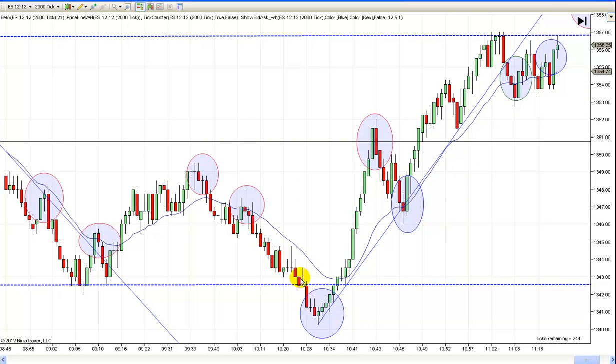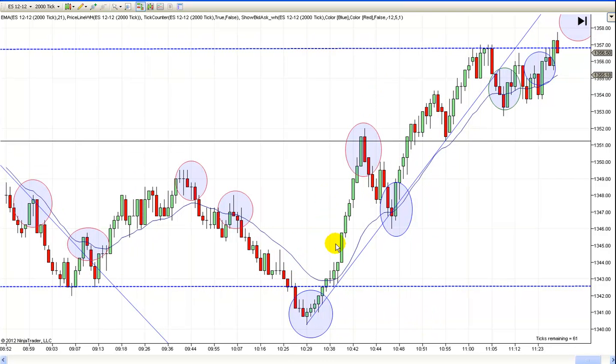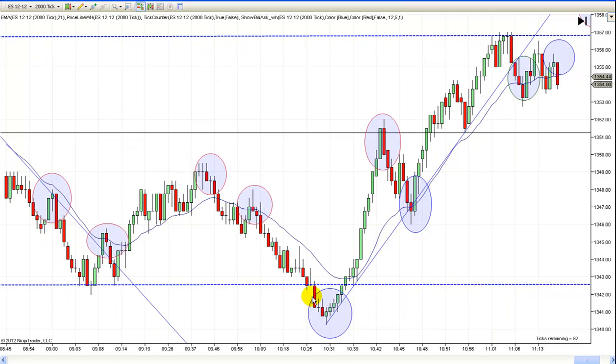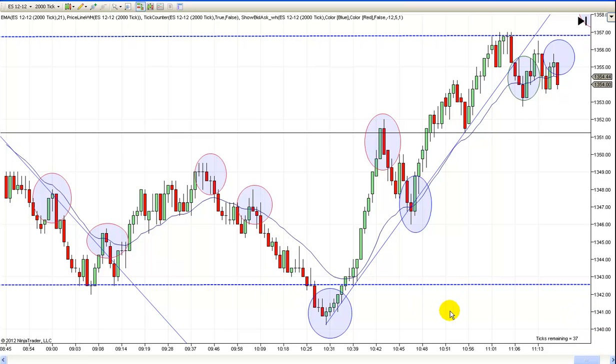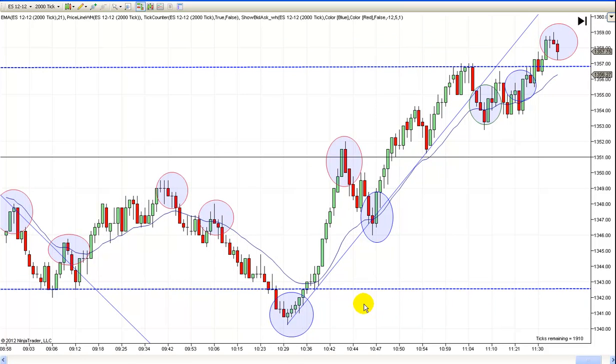Could have gotten a little more, but I'm not going to be greedy because you never know that it doesn't bounce here like this right here. So take your money while you can. And you see it did go maybe 32.50 to 40. So I gave up a point or two right there, but you can't always get all of every move. If you get most of that move, you did good.